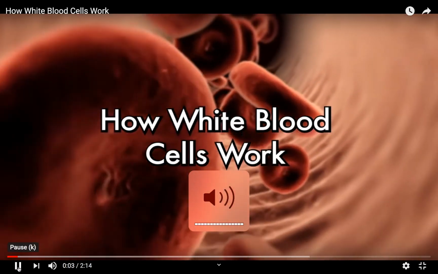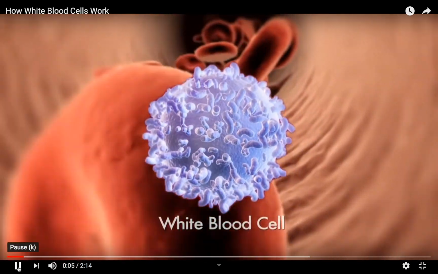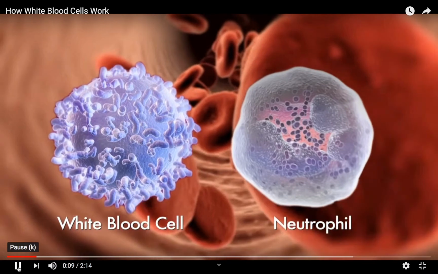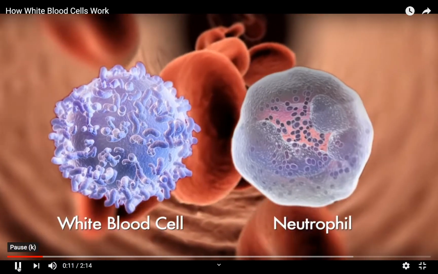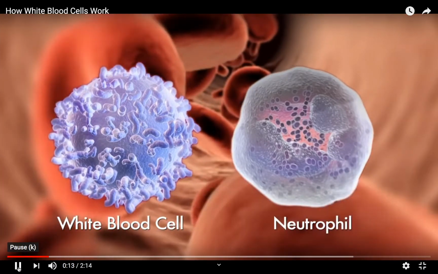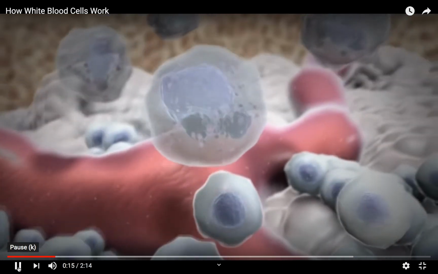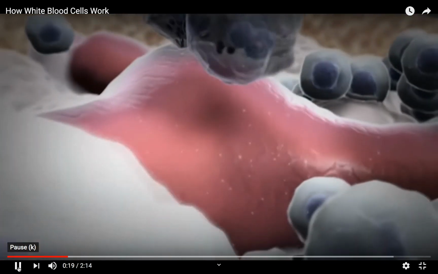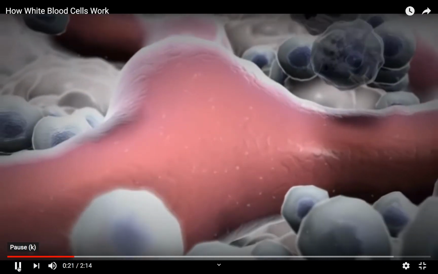The white blood cells are an important part of our body's immune system. Neutrophils are a special group of white blood cells that play an extremely important role in protecting the body against infections. Mature neutrophils do not divide. New neutrophils are constantly formed in the bone marrow where they develop and mature.